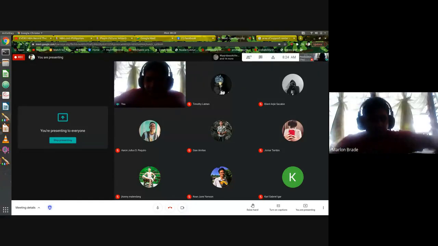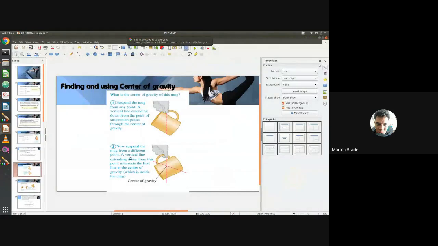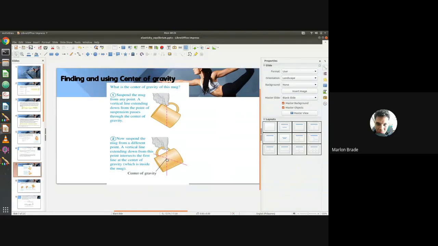So, what this says is that a vertical line extending down from this point, the first line, intersects at the center. The center of gravity is the center of the intersection. So with one support here, you suspend it, another support above, and another support below, then the middle of them is what you call the center of gravity.